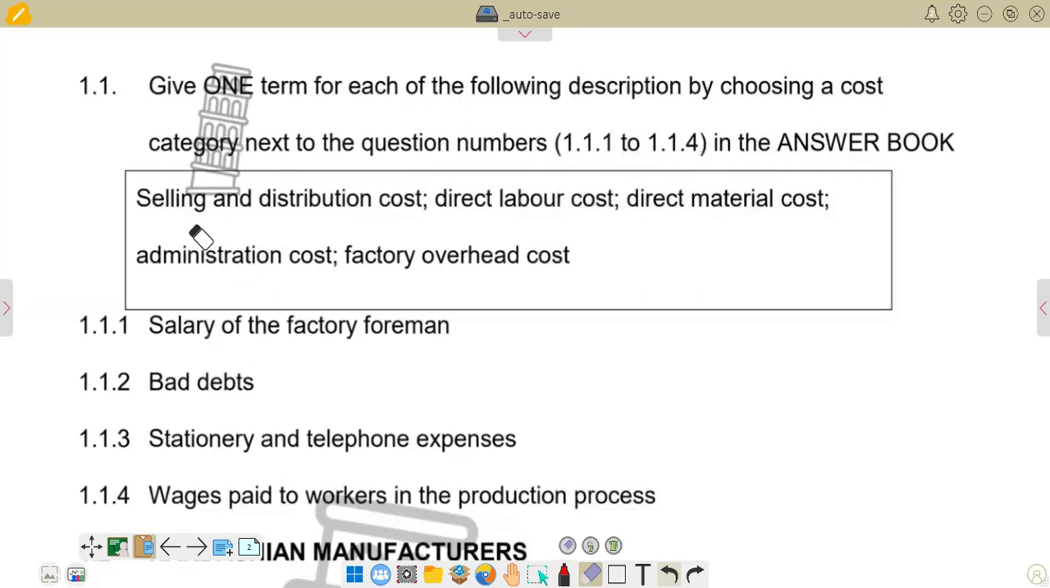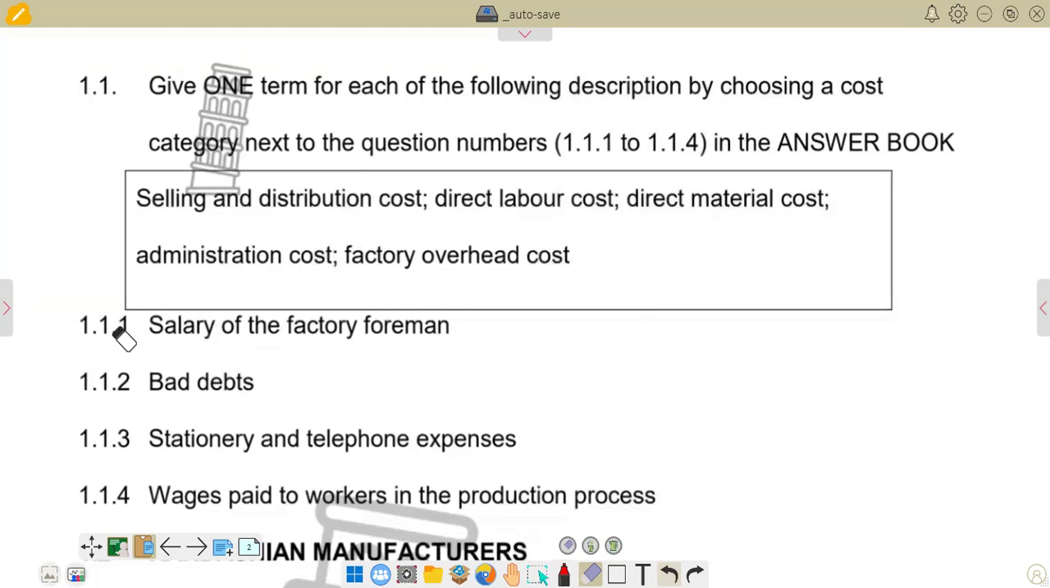Then we are given the responses in this box, and we need to go through the questions that we have there. We are going to relate every expense that we are given to a description that we have in the box.